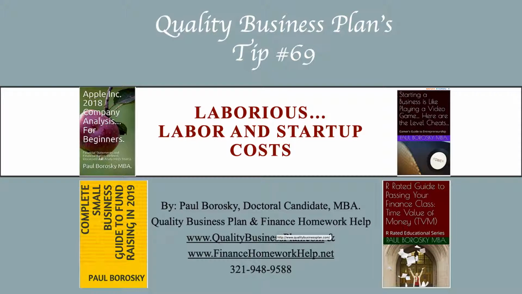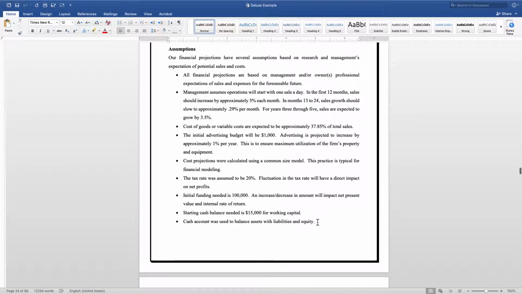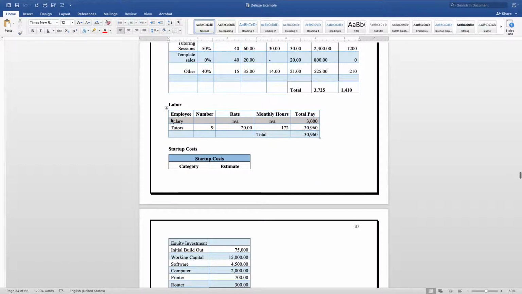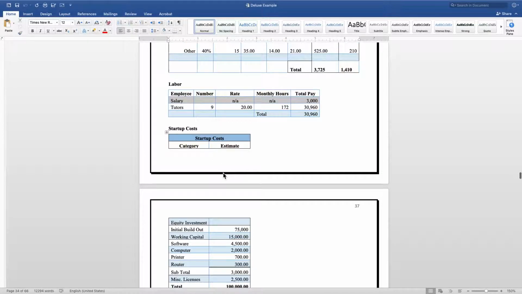Business Plan Writers tip number 69, which is laborious labor and startup costs. What I mean by that is when you're writing your business plan, make sure to include a section in your plan that is going to address your labor and your startup costs.